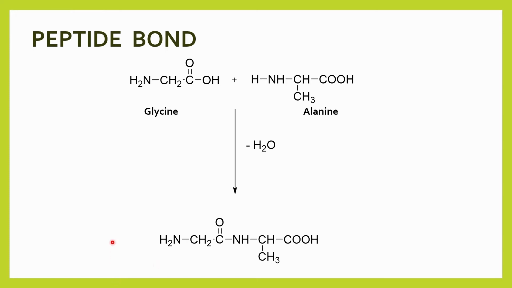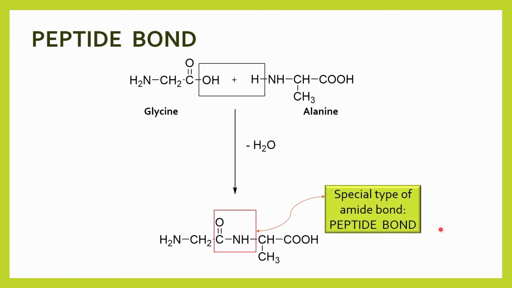So while making a peptide from the two initial amino acids, water is eliminated this way and we get a special CONH called the amide bond, and it is a special type of amide bond which is called a peptide bond, and it is present in every peptide that we'll be studying further.